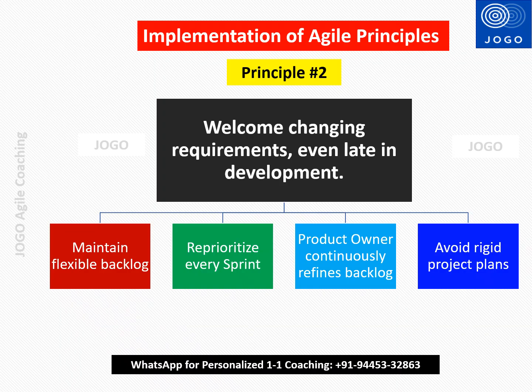The third one is the product owner continuously refines the backlog. We need to ensure that the product owner is owning the backlog and continuously refining and reprioritizing based on customer needs. And we need to avoid rigid project plans. Since we need to accommodate any change even at the last minute, we should not have a rigid project plan for the delivery. So by doing these four activities, we can implement the second agile principle.